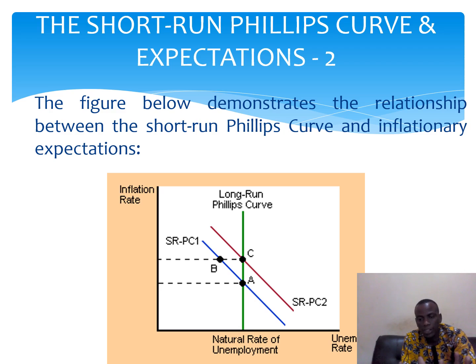So when you look at that graph, SRPC1, or short-run Phillips curve 1, illustrates a low inflationary expectation, and SRPC2 illustrates a higher inflationary expectation. So when the expectation for inflation increases, we have those movements from Phillips curve 1 to Phillips curve 2.